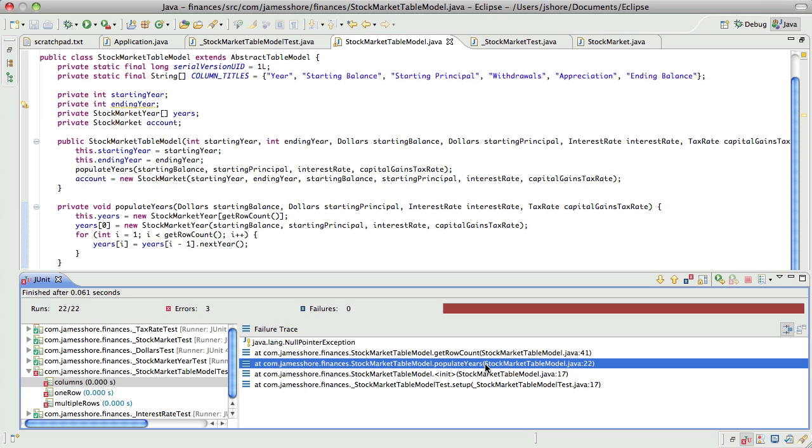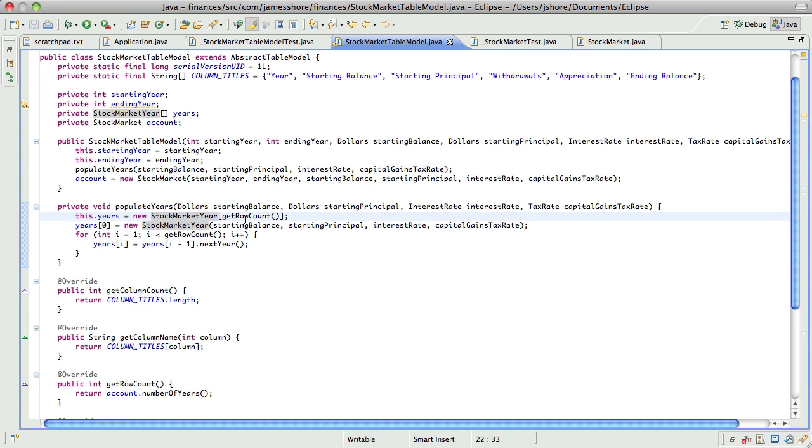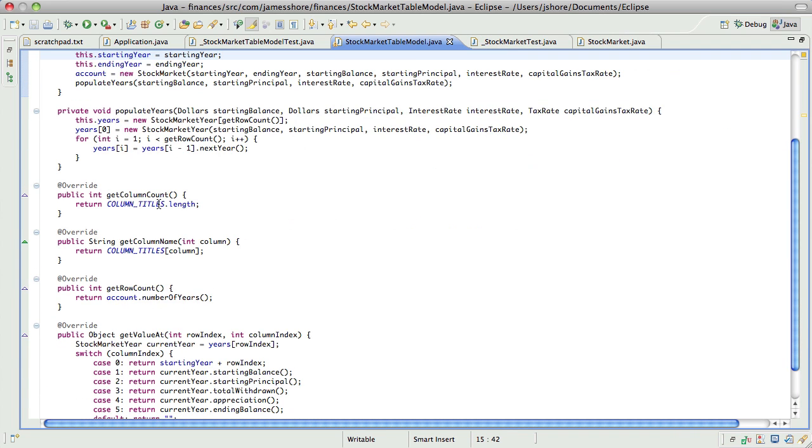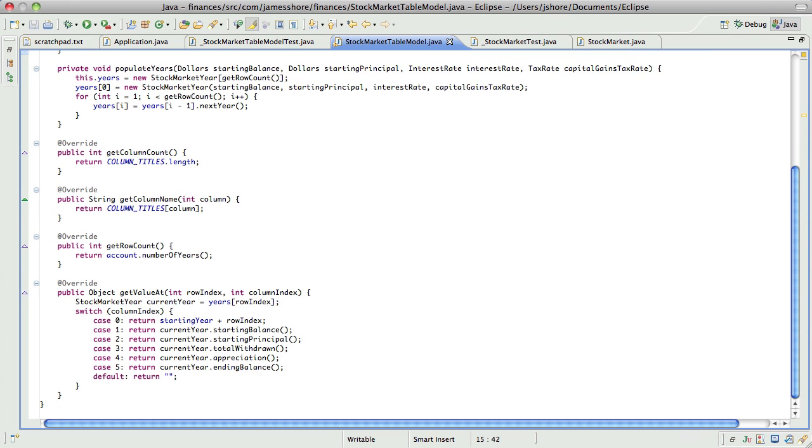Oh, we're calling populate years, which is calling get row count. Well, that's interesting. Let's do that. All right, well, that was silly. Let's keep going. So now that we've got get row count working, we should be able to, this I don't know what to do about yet. But now here, we should be able to say current year is going to equal the account, which I'm going to rename to market.